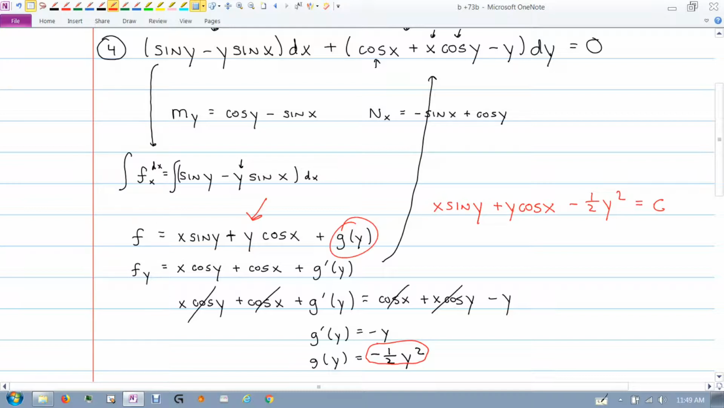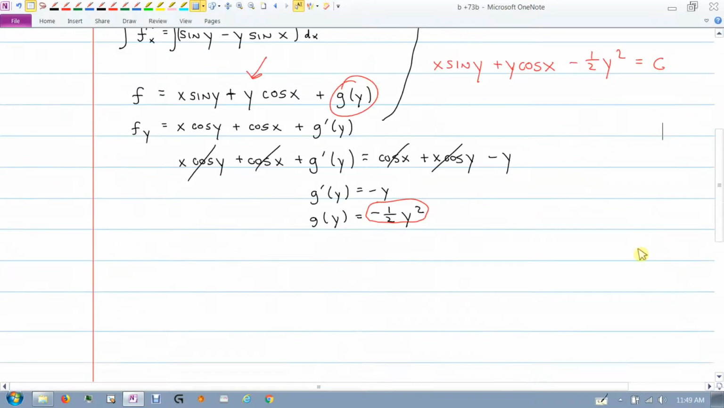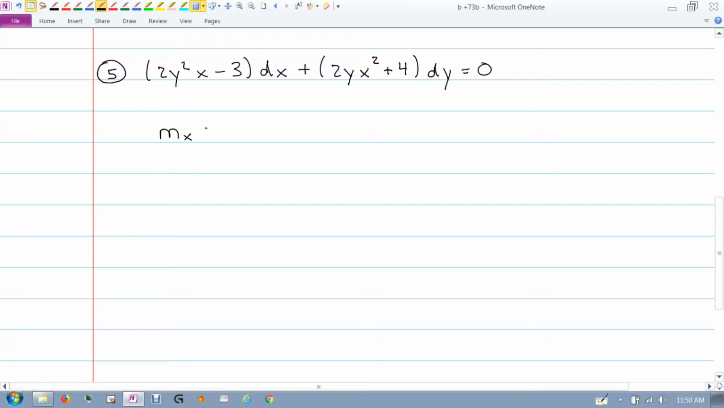Let's move on to number 5. See if I have enough room. I should. So for number 5, all right, (2y squared x minus 3) dx plus, so I don't have to distribute, (2yx squared plus 4) dy equals 0.